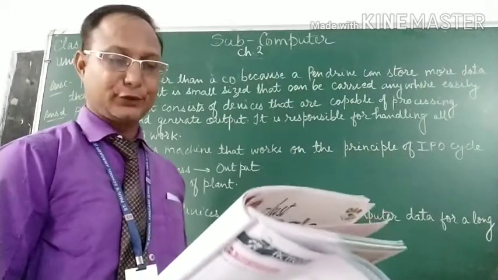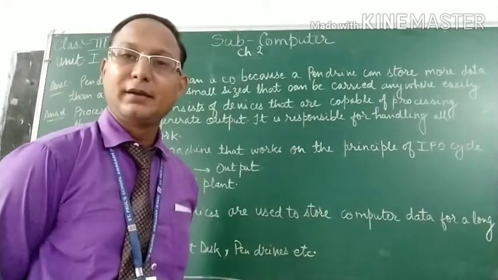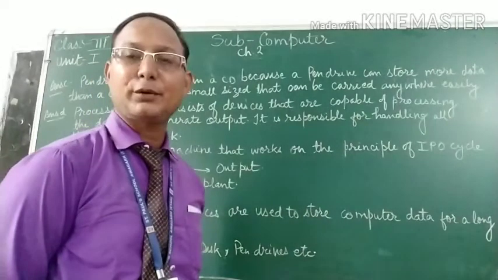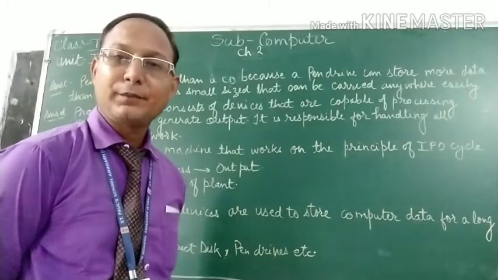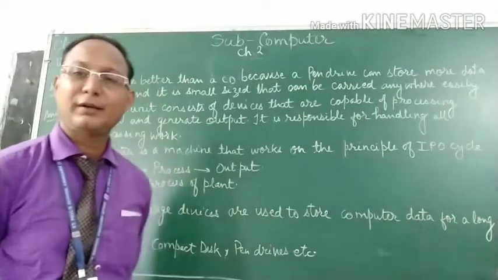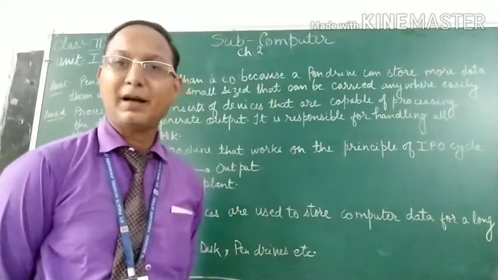What is the next question? Explain the IPO cycle with example. You have to tell what an IPO cycle is and you have to give one example also. You know the full form? Yes. Full form is input, process, output. And you have to give one example. Here I have given the example of a plant.